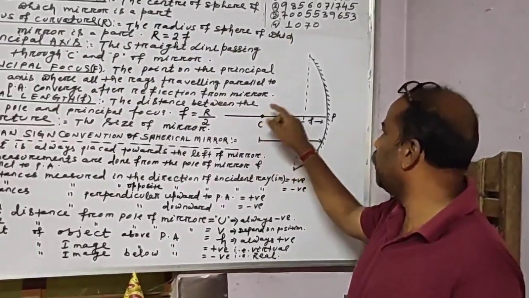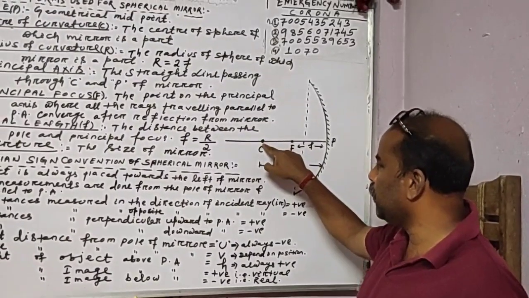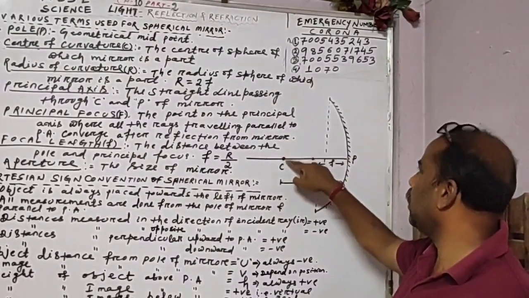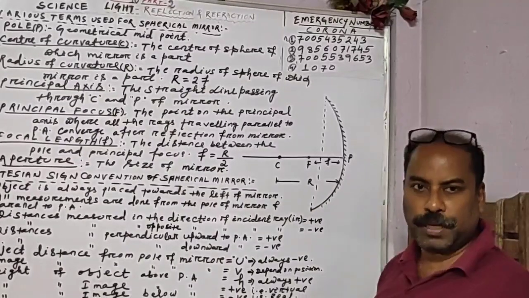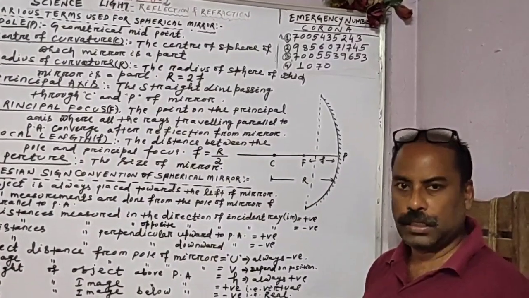This center of the sphere is called the center of curvature of the spherical mirror.